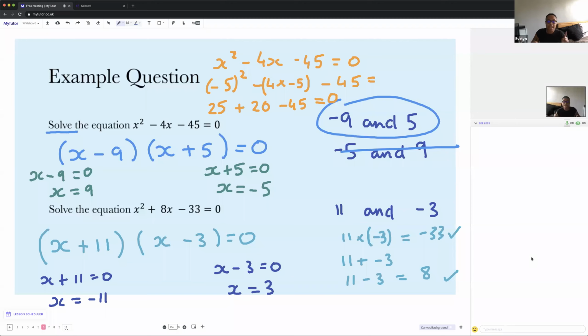You can have x minus 3 and then x plus 3. It really doesn't matter at all. As long as you get those two numbers, the order doesn't actually matter.